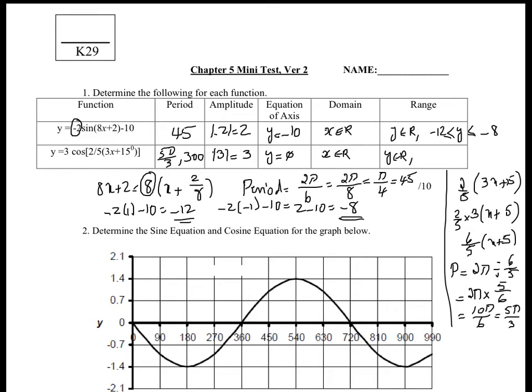Now to find the range, we have to find the maximum and minimum of the function. We know that for cos, the maximum is 1 and the minimum is negative 1. So this becomes 3 times 1, which is 3, the maximum, and the minimum is 3 times negative 1, which is negative 3. So y is between negative 3 and 3.